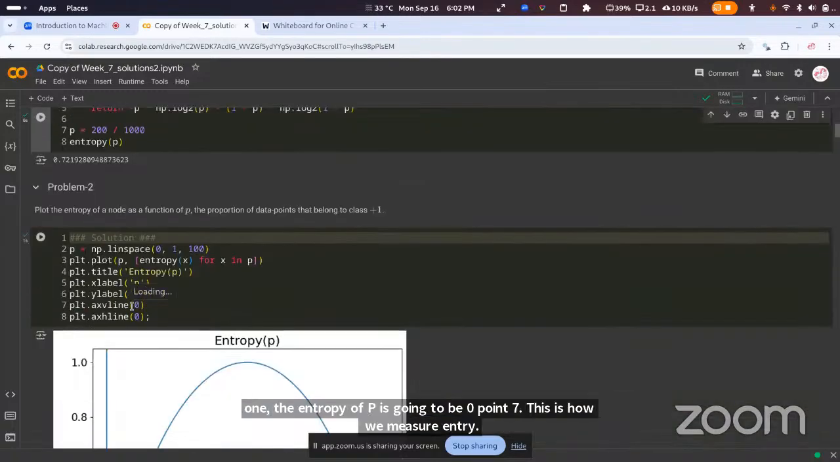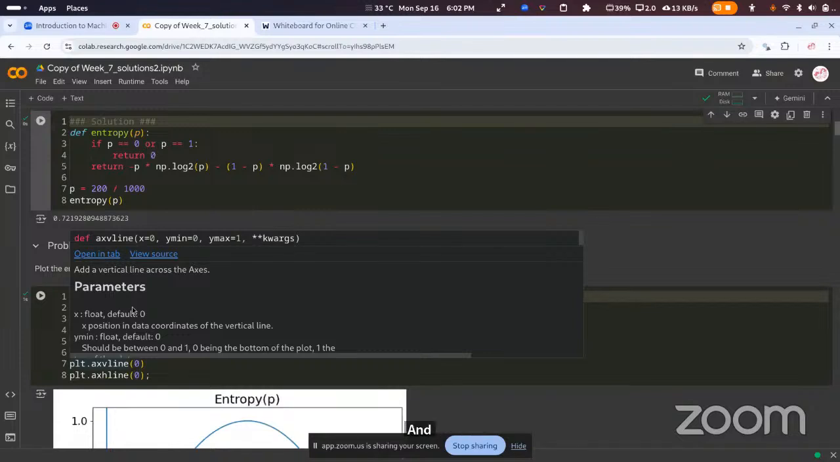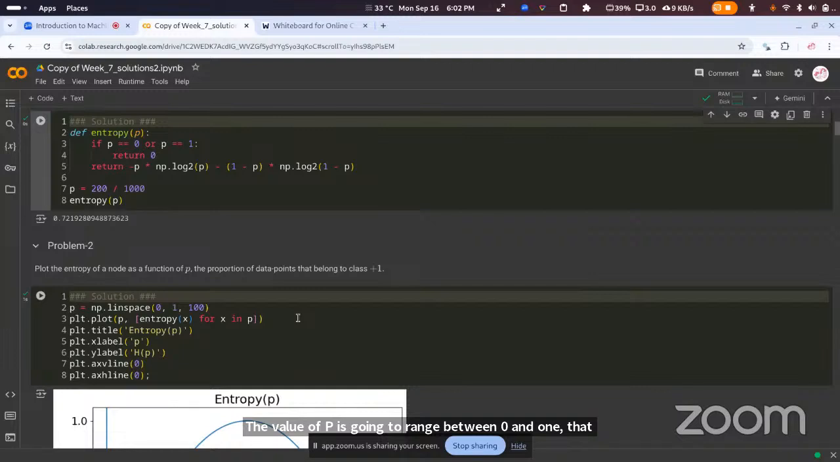And as I've already told, the value of p is going to range between 0 and 1, that is, it is basically probability. So if I take an array which is going to have equally spaced numbers, taken from the interval 0 to 1, we are taking 100 points. Like these 100 points are going to be 1 by 100, which is 0.01, so it would be 0.01, 0.02, 0.03, and so on up to 1. So I take all these points and put them in an array called p, and then I'm using matplotlib to plot this x along with its entropy.